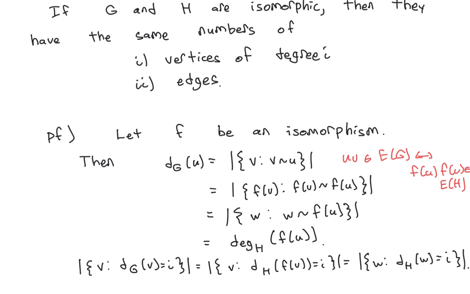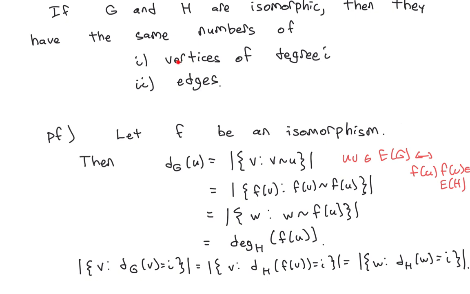Since f is a bijection on vertices, also known as a surjection, we can get rid of the notion of f of v by replacing f of v with w. So look at the set of all w that are adjacent to f of u. And that's because for any such w, there's a unique v such that f of v equals w. So we can see that these two sets have to have the same size. This last set, its size is the degree of f of u in H.